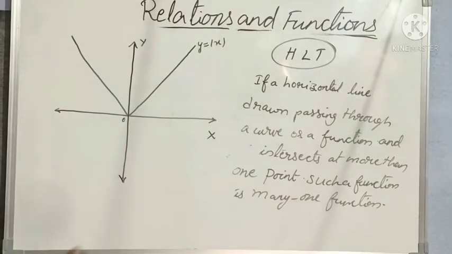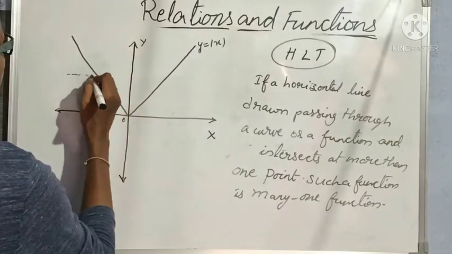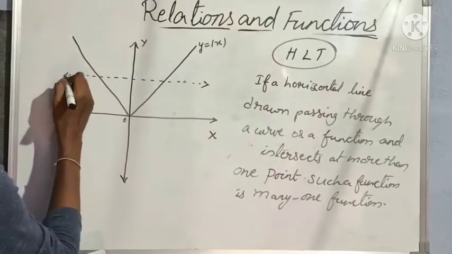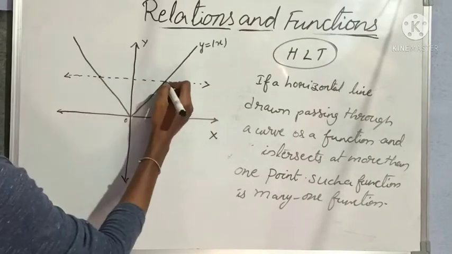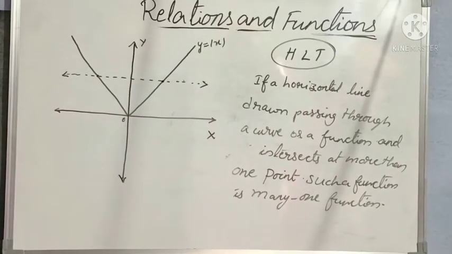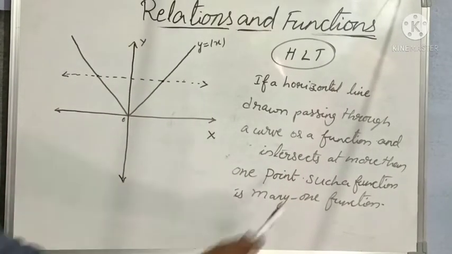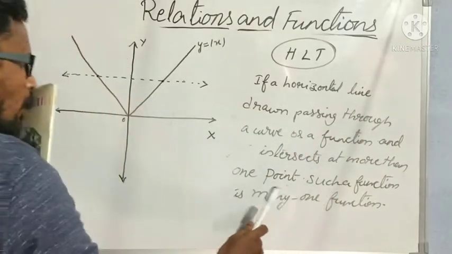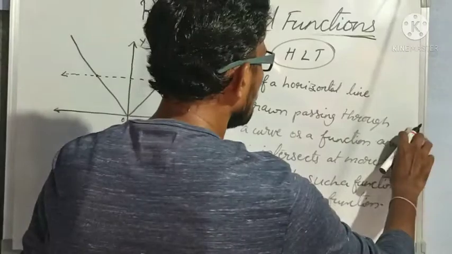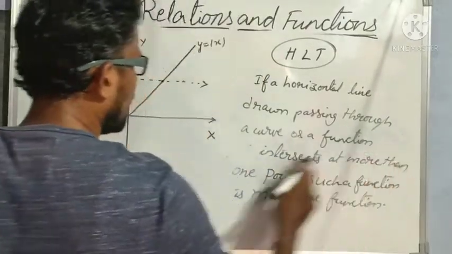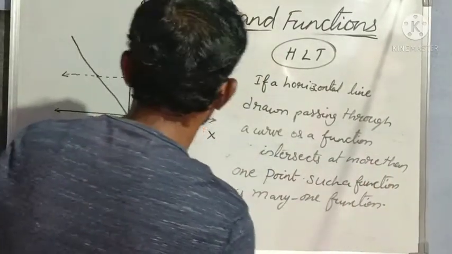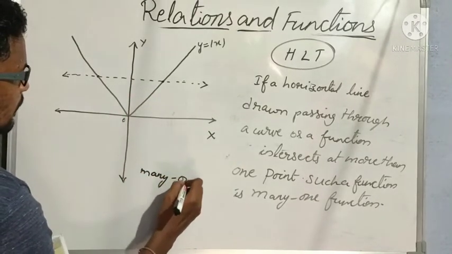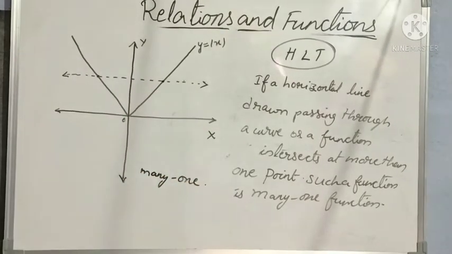Okay, so here also if I draw a horizontal line passing through this curve, at how many points is it intersecting here? At 2 points, am I correct? Yes. So here also, if a horizontal line drawn passing through a curve or a function intersects at more than 1 point, such a function is a many one function. So what type of function is this? Many one function. Understood? So this is a many one function.